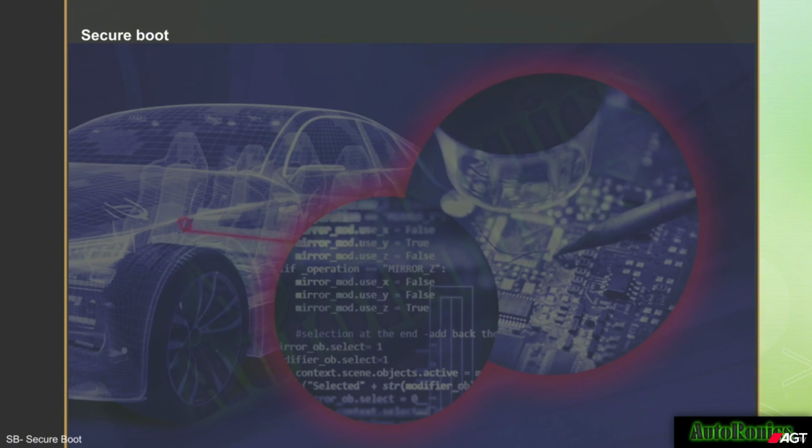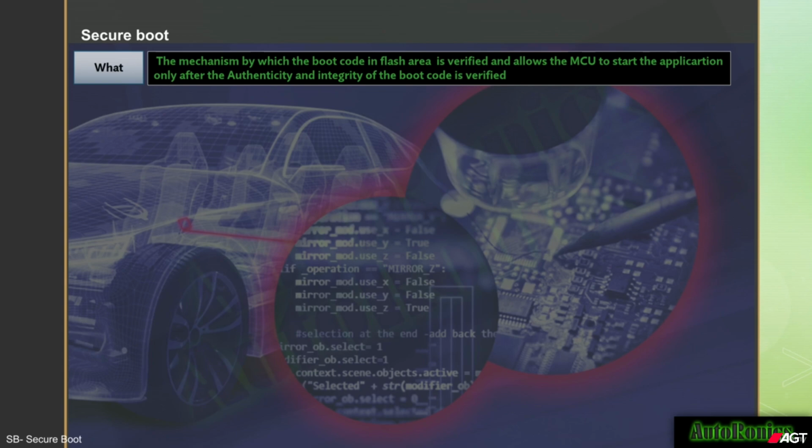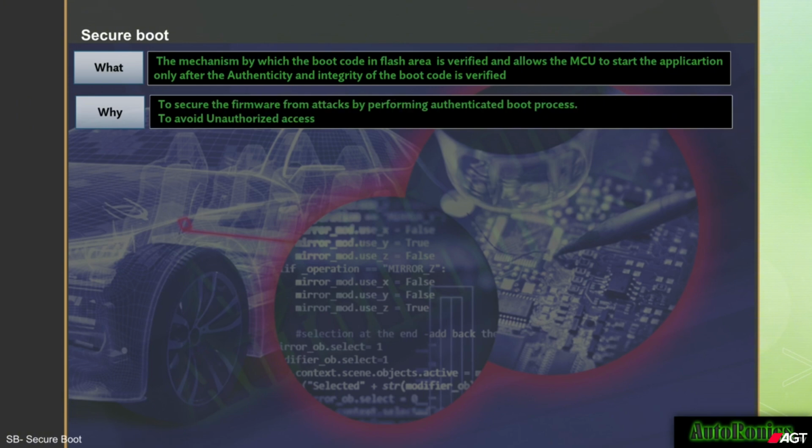We'll see about secure boot. What is secure boot? It is the mechanism by which boot code in the flash area is verified, and it allows the microcontroller to start the application only after the authenticity and integrity of the boot code is verified. Why do we need secure boot? To secure the firmware from attacks by performing an authenticated boot process and to avoid unauthorized access. So how can we achieve it?